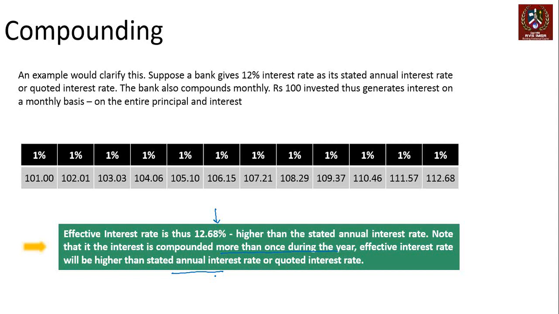So effectively, the interest rate that you get if the compounding frequency is more than once a year is going to be higher than the quoted or stated annual interest rate, right? Let's try and formally introduce this.